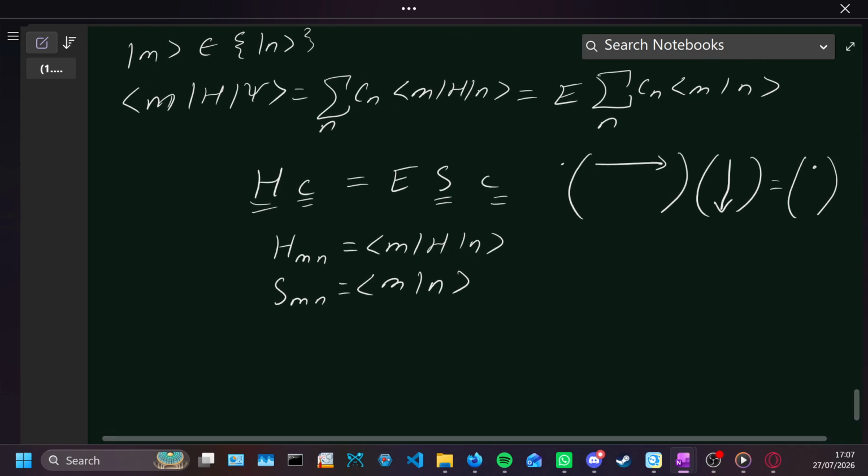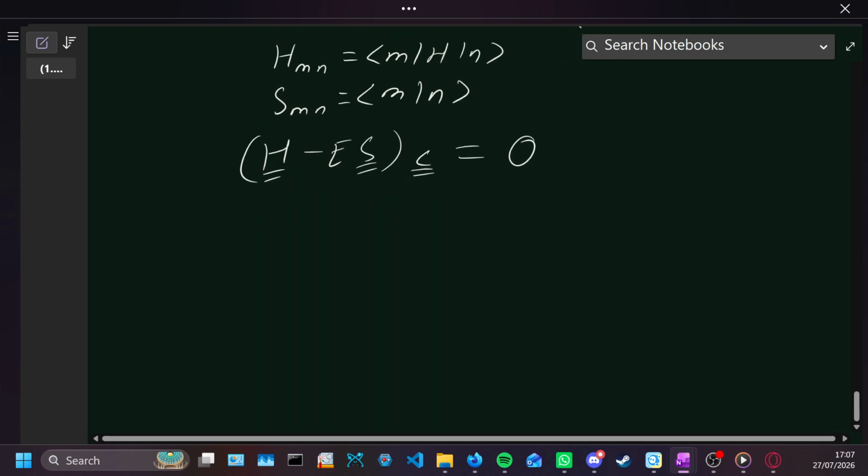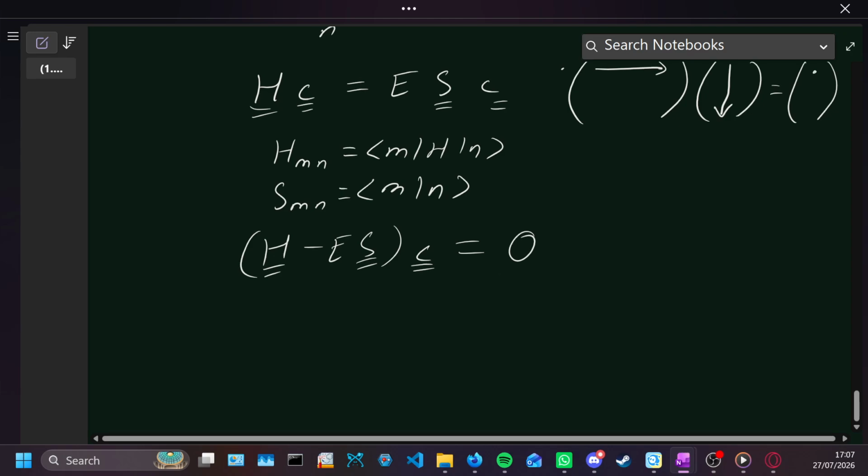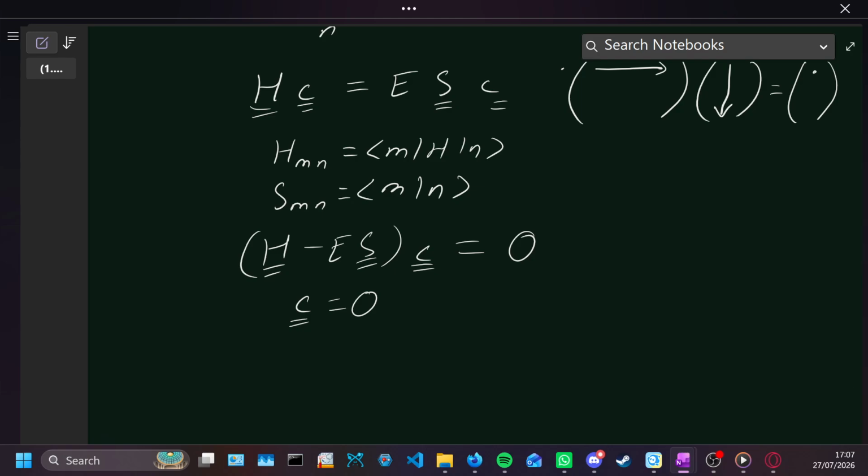So anyways, I have this equation here, and I can rearrange it to (H minus ES) c is equal to 0. This is either going to have solutions when c equals 0, or, if you imagine this as a matrix times a vector equals a vector, so a system of simultaneous equations, when my matrix is singular, and so that's going to be the determinant of H minus ES is equal to 0.